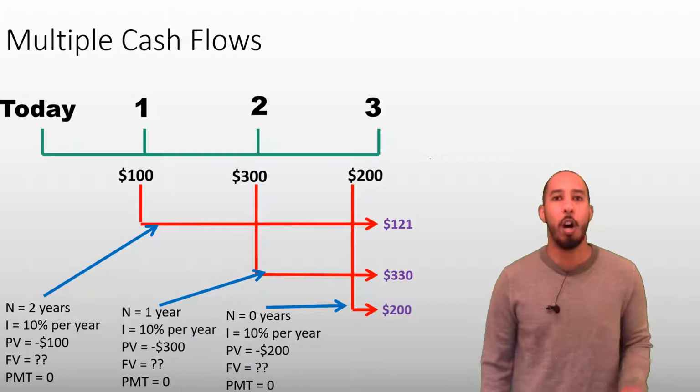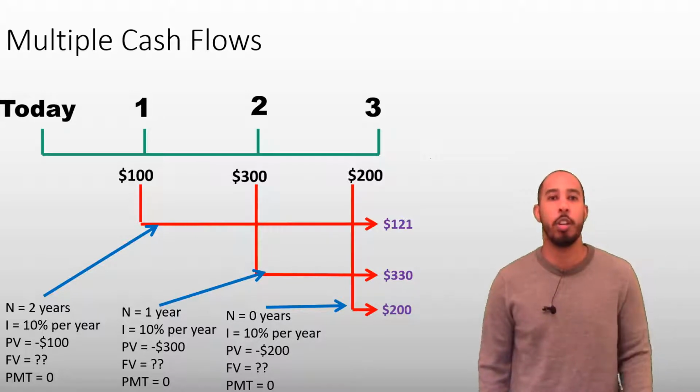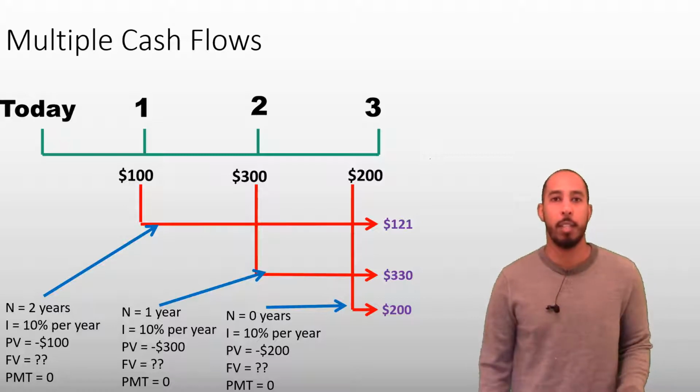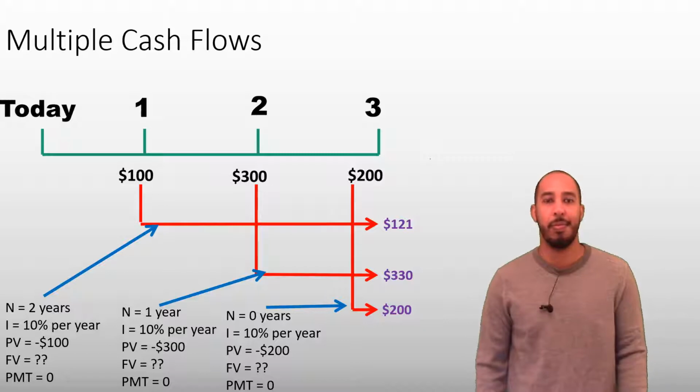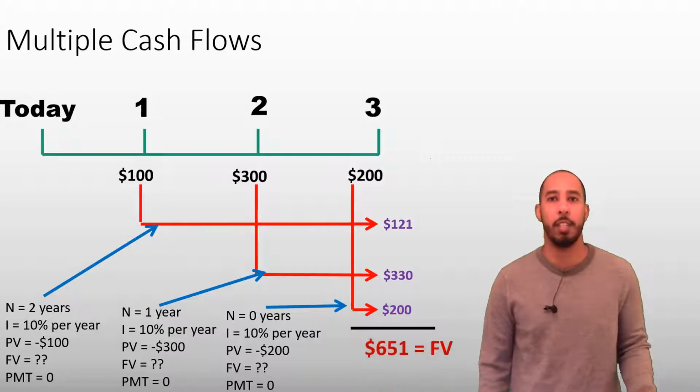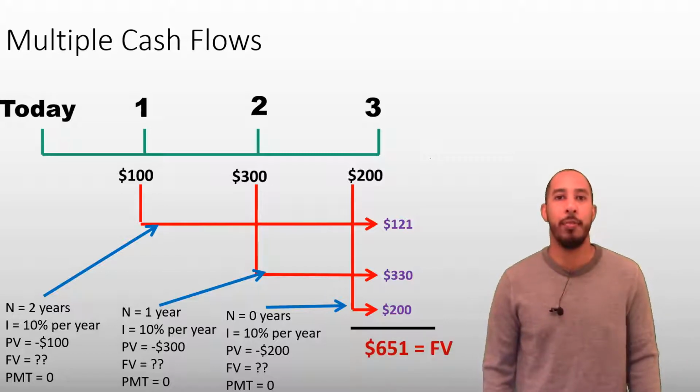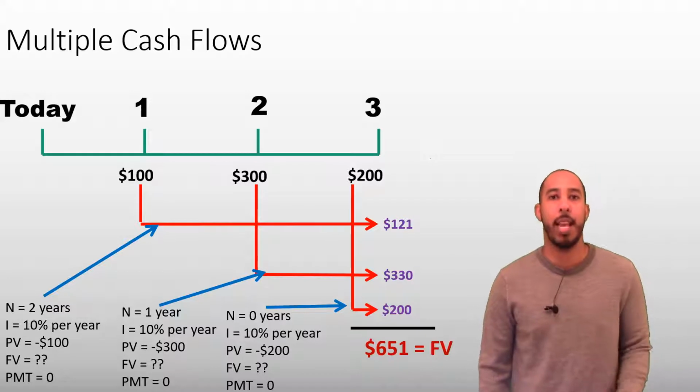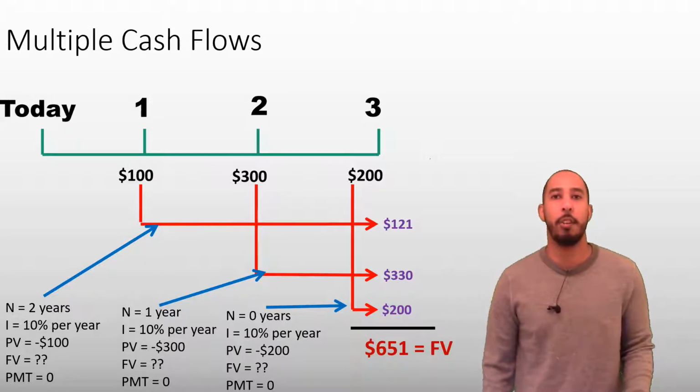Now pay close attention to what we've done here. We converted all these deposits to the same time units. Before we had $100 in year 1, $300 in year 2, and $200 in year 3. Now they're all in terms of year 3. And since they're all in the same units, we can add them together. And we get $651. At the end of 3 years, $651 will be in this account.